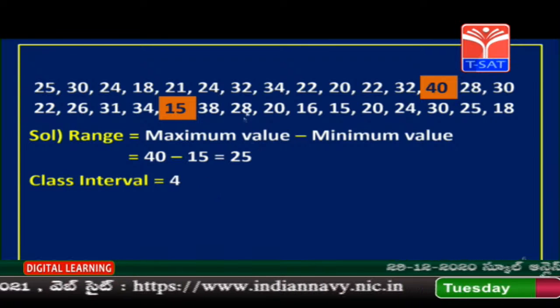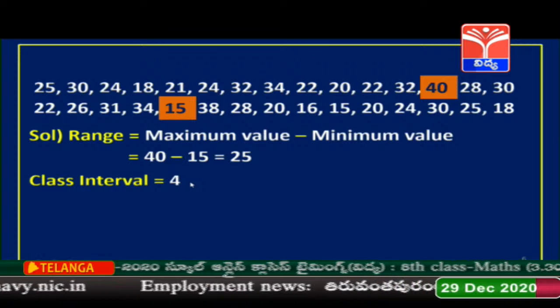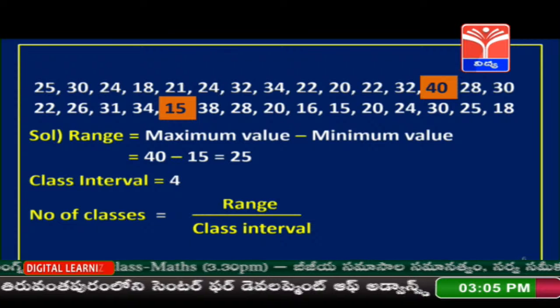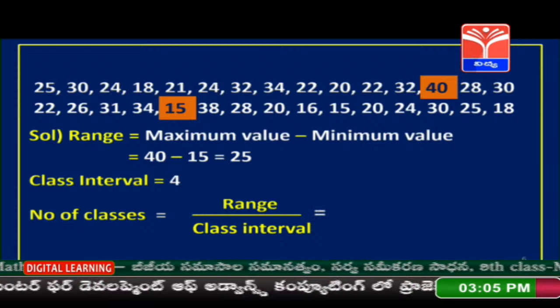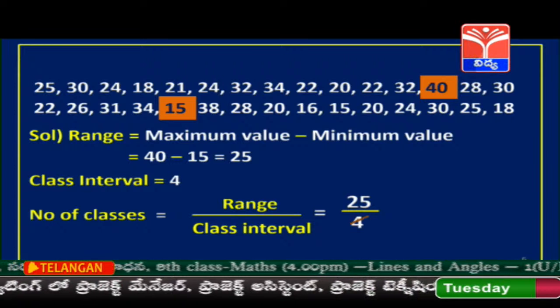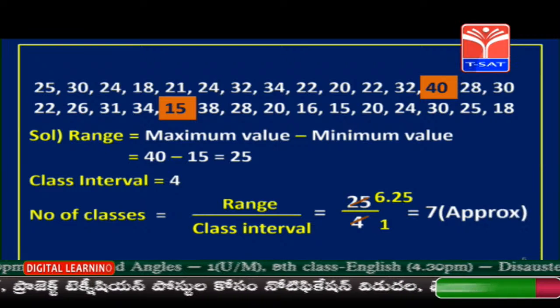Now, class interval is taken as 4. In the question they ask you to take class interval as 4. So, here we are taking class interval as 4. How to find number of classes? Yes, it is range by class interval. What is range? It is 25 divided by 4. When we cancel this, what you will get? 4 ones, 4, 6.25, you will get 7.